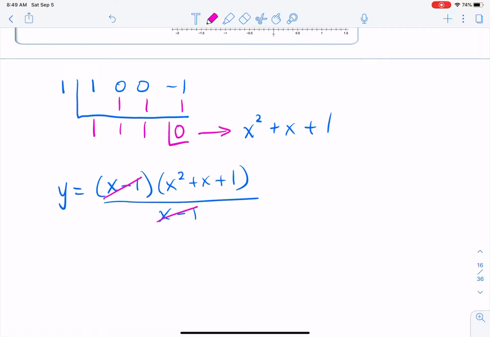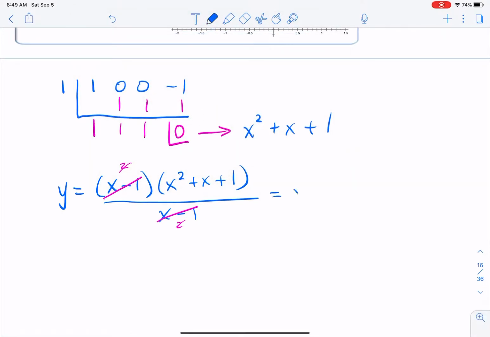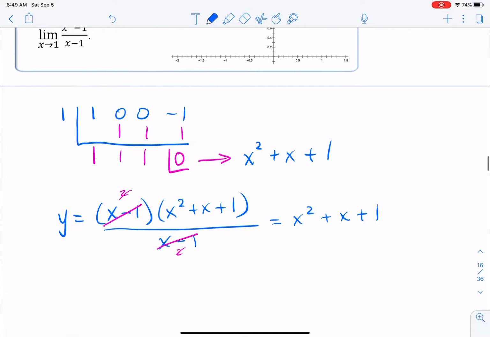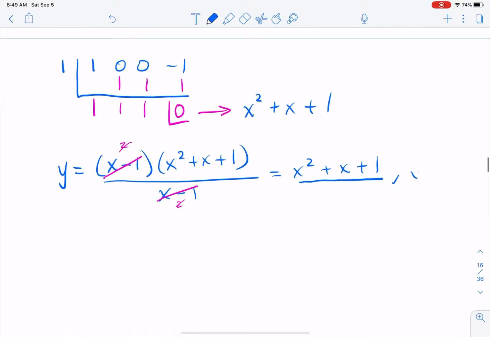No matter what we stick in there, if I stick in a 3, this becomes 3 minus 1, it's a 2, and 3 minus 1 on the bottom, it's a 2, and they cancel out by division, right? It's equal to 1 for every single number except 1. It will always cancel out as long as x is not equal to 1. So whenever I simplify this, I get x squared plus x plus 1, which is the reason why this graph is a parabola, right?